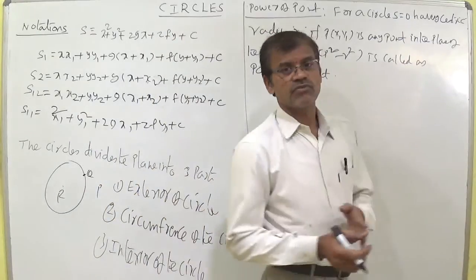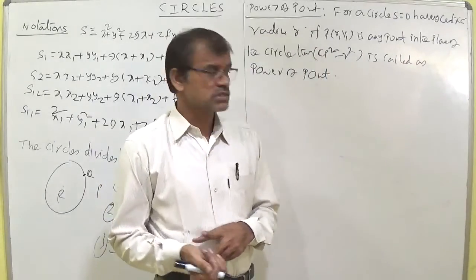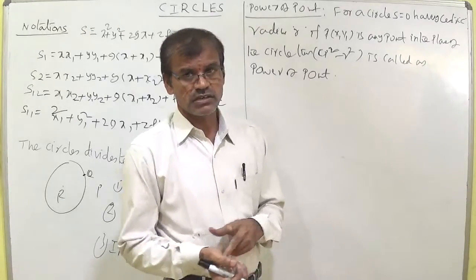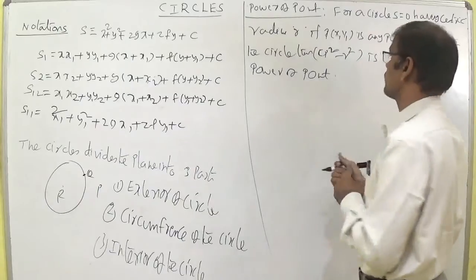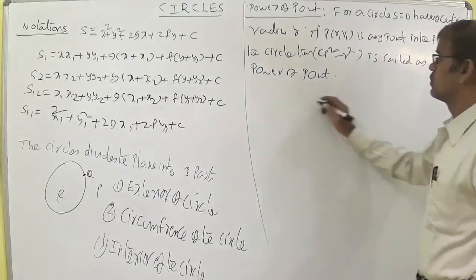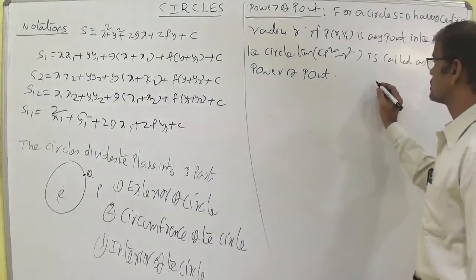If the paper is tough, no student will get 75 out of 75 if you do not concentrate on such definitions. This is called the power of a point. So let us discuss this power.